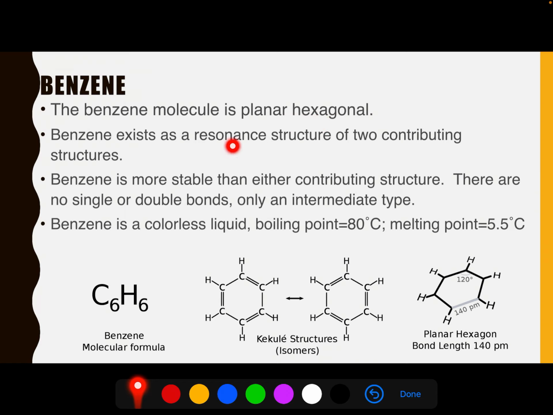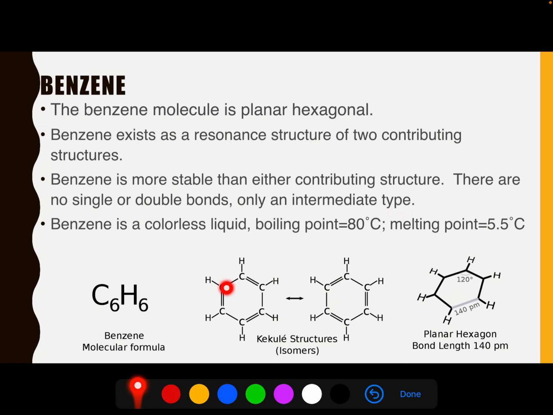It exists as a resonance structure of two contributing structures, which I'll tell about in a second. Benzene is more stable than either contributing structure. And here's the interesting part. There are no single or double bonds, only this intermediate type, okay?